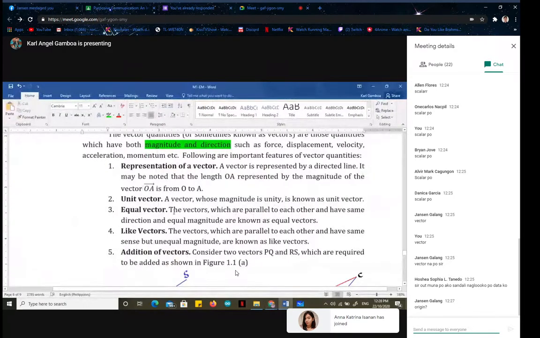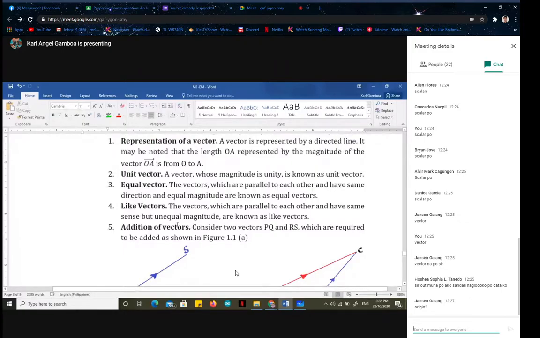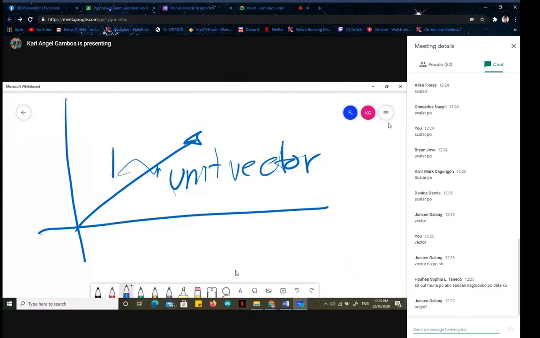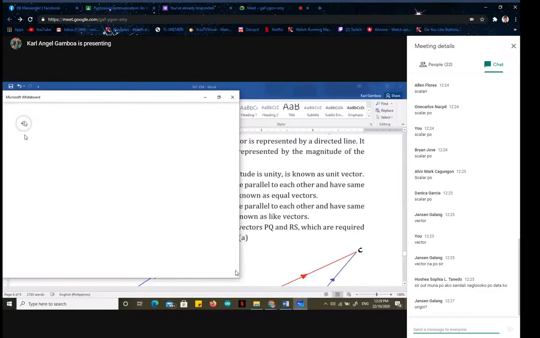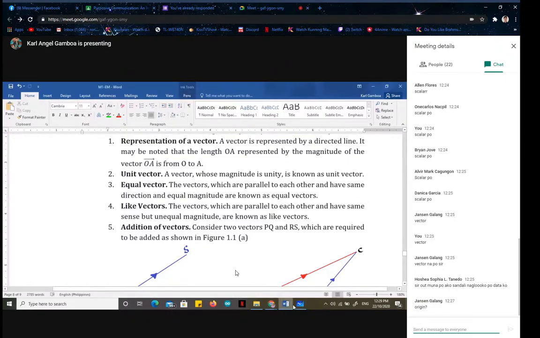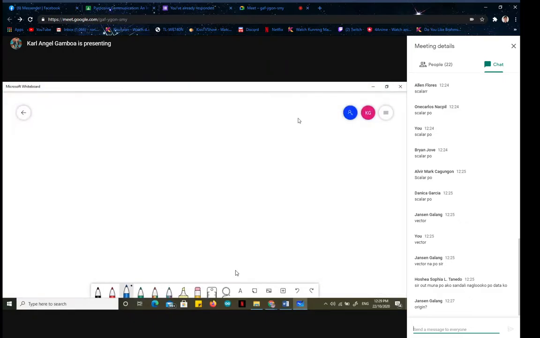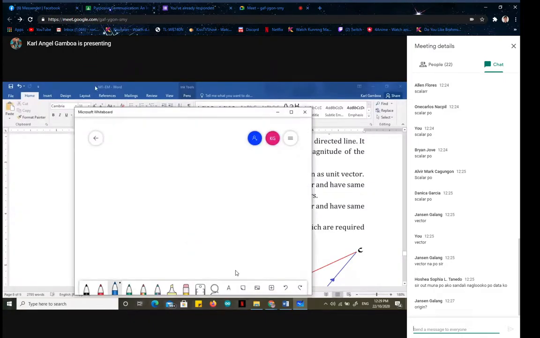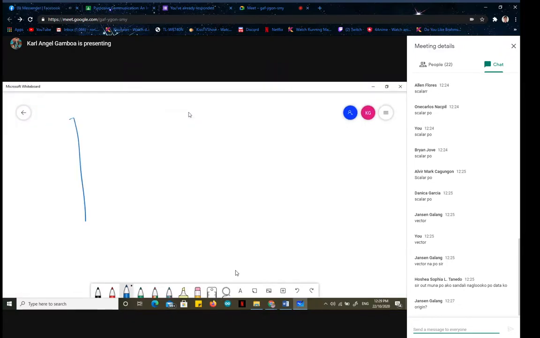So, for the equal vector, the vectors which are parallel to each other and have the same direction and equal magnitude are known as the equal vector. So basically, guys, parallel. When we say parallel, the love story of those is quite long, right? Compared with perpendicular. So for example, now, wait. I have here a Cartesian, wait. We have the Cartesian coordinate system.